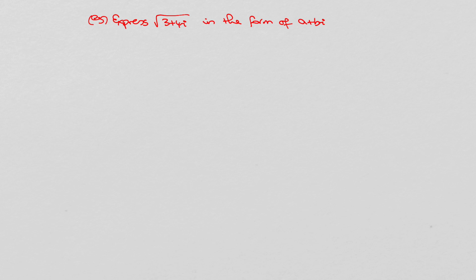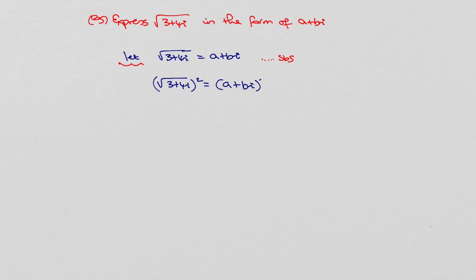So what we do is we let the square root of 3 plus 4i equal a plus bi, and what we want to do is solve for the value of a and b. So because this is a square root on the left, what we're going to have to do is square both sides to get rid of that square root sign. So of course be very careful when squaring out the right hand side. It's a plus bi times a plus bi.